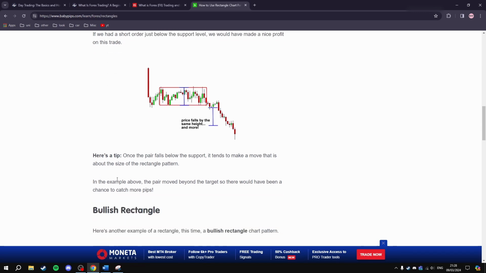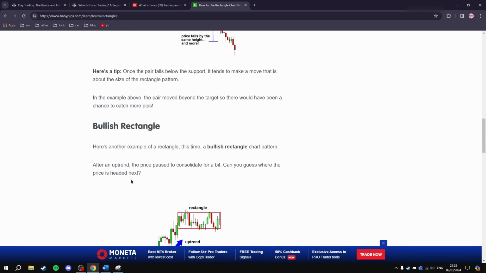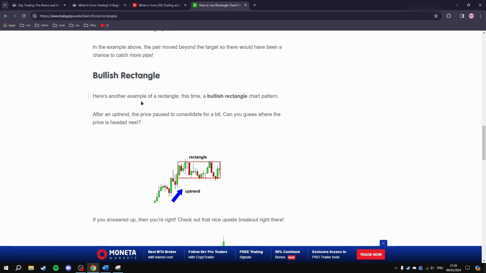So here's a tip: once the pair falls below the support, it tends to make a move that is about the size of the rectangle pattern. In the example above, the pair moved beyond the target, so there would have been a chance to catch more pips. Bullish rectangle. Here's another example of a rectangle, this time a bullish rectangle chart pattern.